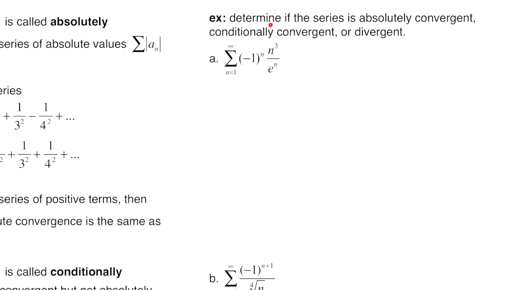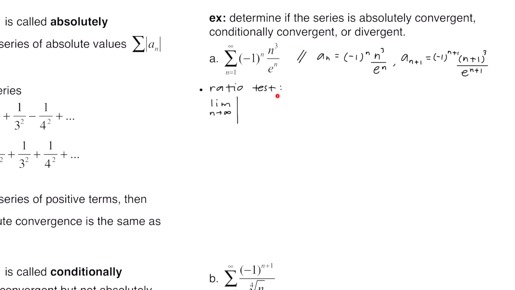This example says determine if the series is absolutely convergent, conditionally convergent, or divergent. For part A, we have sigma of negative 1 to the n times n to the third over e to the n. Again, this is a sub n, and I have that written right here. Then we're going to identify a sub n plus 1. What that means is anywhere you see an n, we're going to replace it with n plus 1. We had n here, here, and here, and in all of those, we now have n plus 1.